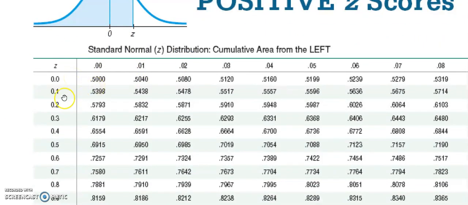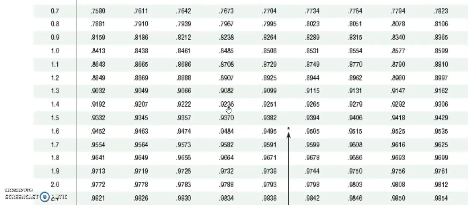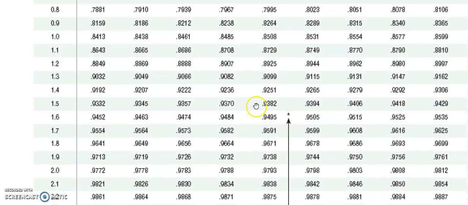So 0.995. Sorry, 0.95. Because the confidence interval is 90%, the remainder is 10%. Two-tailed divided by half, so it's 5%. 5% is 0.05. And 1 minus 0.05 is 0.95. Right, so we're looking for 0.95.